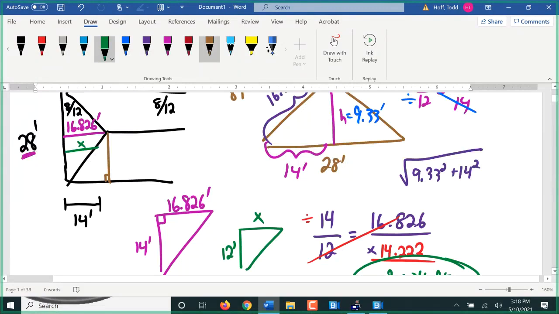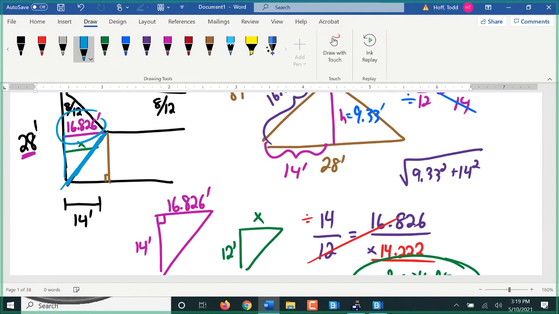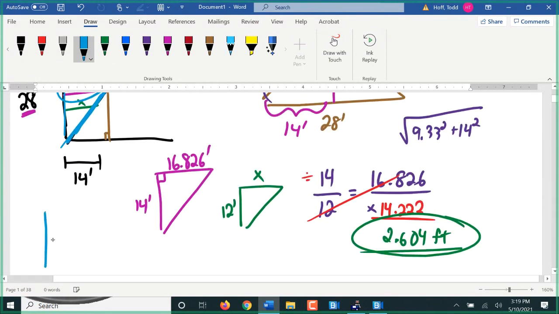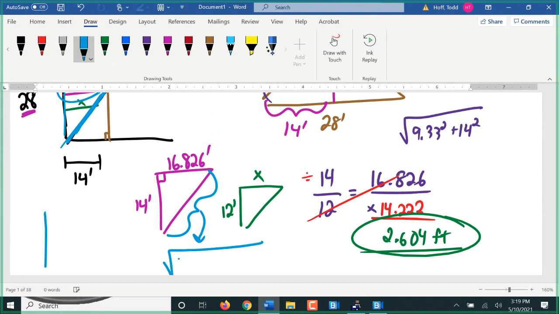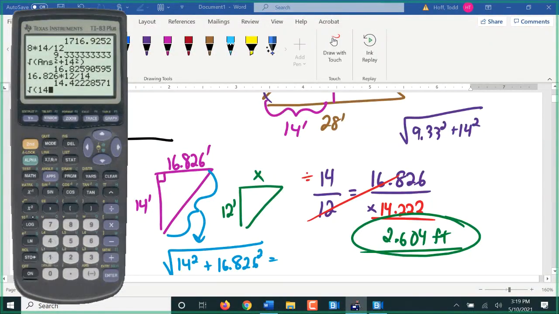The only thing we haven't found is the length of this common hip here. We found the length of the common rafter. The length of that hip is going to be found using this same dimension, but we're looking at this bigger triangle here on the angle. Actually, it'd be just the hypotenuse of this. Square root of 14 squared plus 16.826 squared. That's 21.889 feet.